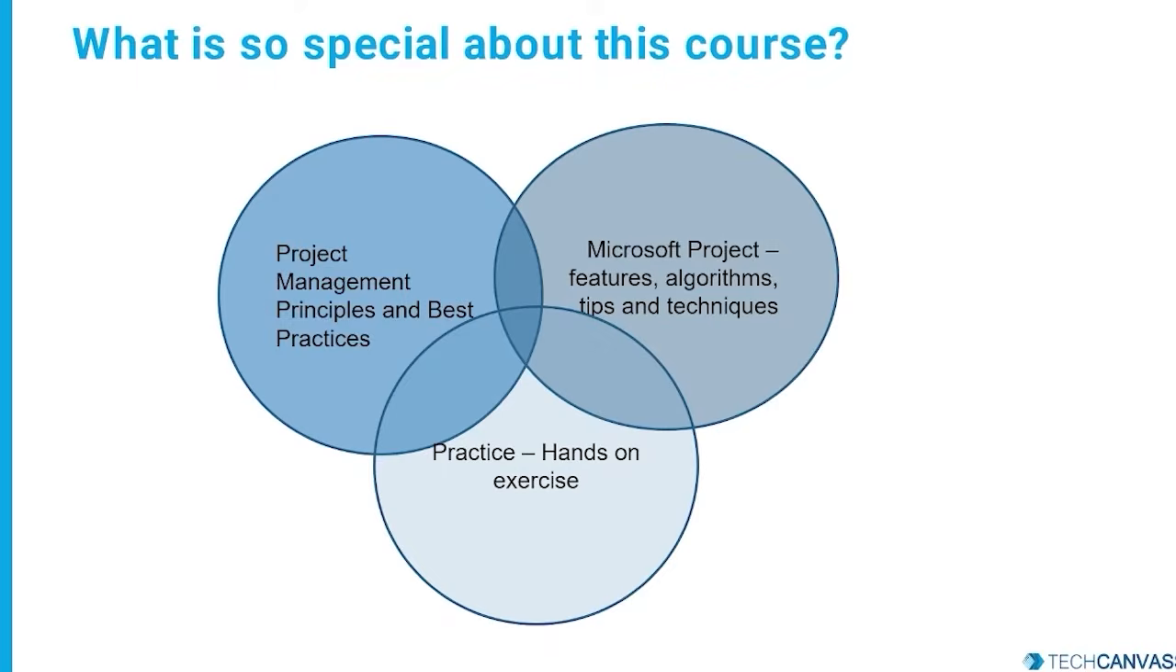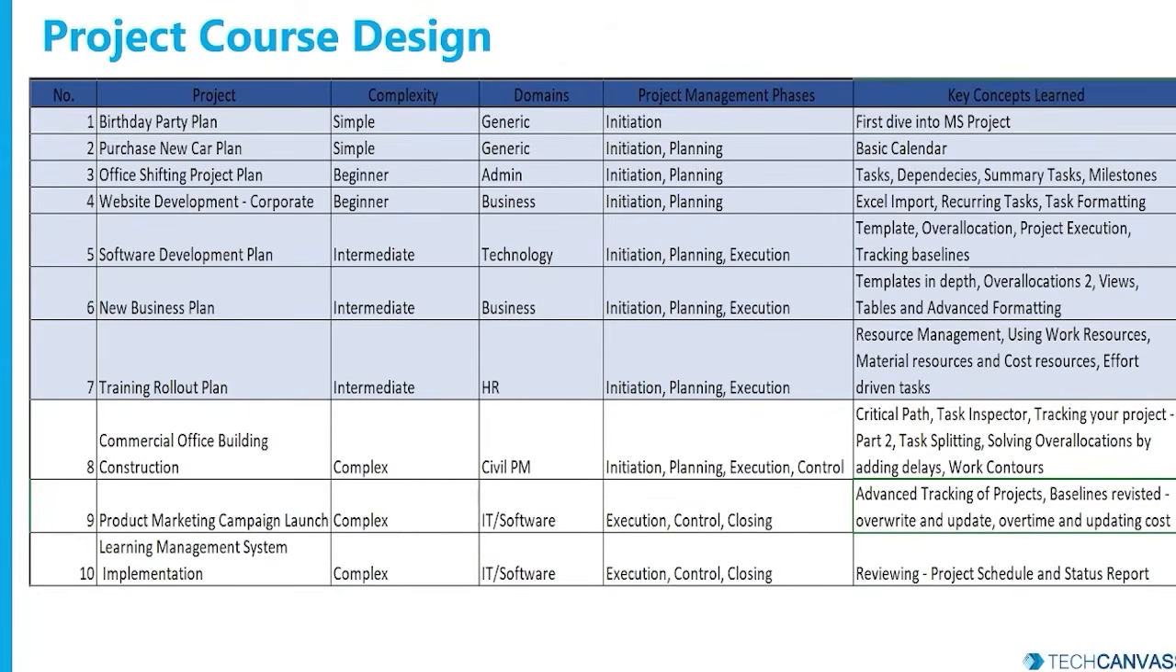Now, let us look at how this course is structured. This course is structured around 7 exercises. These exercises will start from a very simple level and progress into beginner level and then to intermediate level. Corresponding to this, you will be able to see a mapping of project management phases, for example, initiation, planning, execution, control, or project closure.